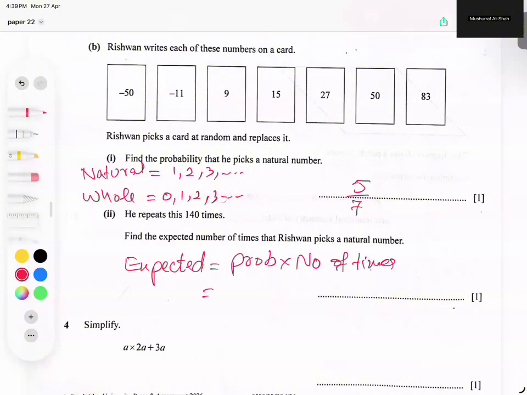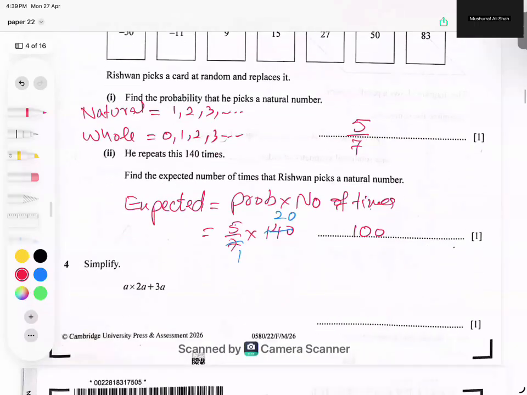So the probability is for a natural number, 5 by 7, which I take from the earlier answer, and multiplied by how many times I'm repeating: 140. So 140 multiplied, table of 7: 7 ones are 7, 7 twos are 14. So I got 100. So 100 times is repeating. I hope you got the point.